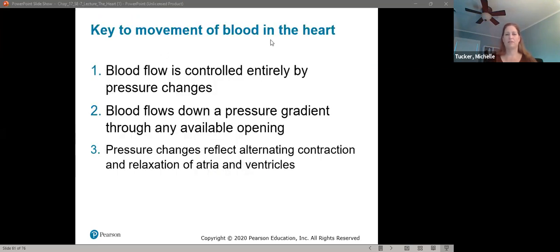So blood flow is controlled by pressure changes. Those pressure changes also involve opening and closing the valves, and blood flows down a pressure gradient.